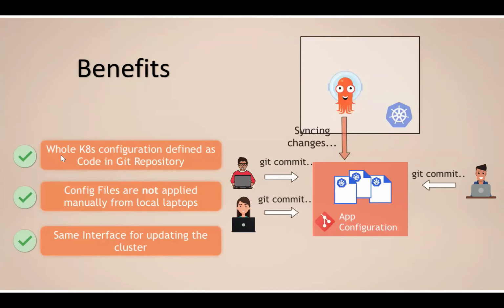Now if you see the benefits: the whole K8s configuration is defined as code in a Git repository. First, we have a separate Git repository. Second, config files are not applied manually from the local laptop. It means if you have to change anything in the config map, you cannot change it locally. Rather than changing locally and pushing, it's better to just go and make the changes in the repository itself. And the same interface for updating the cluster. It means you will get a single interface to update all these things.